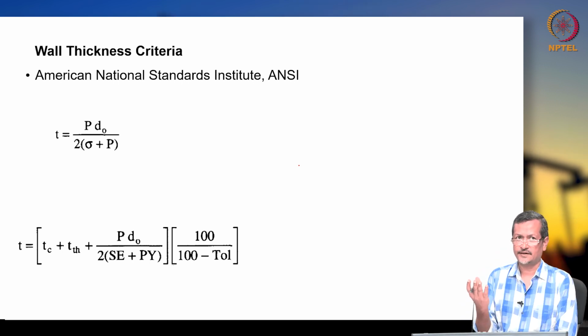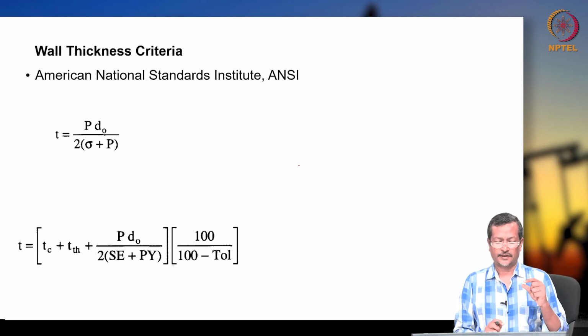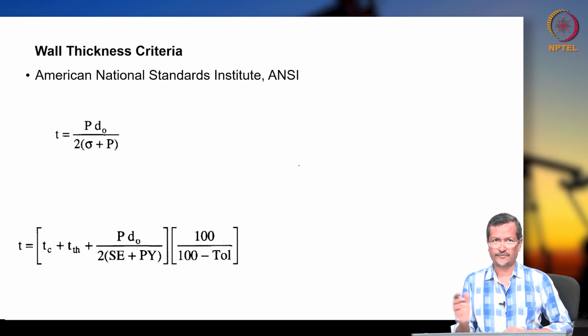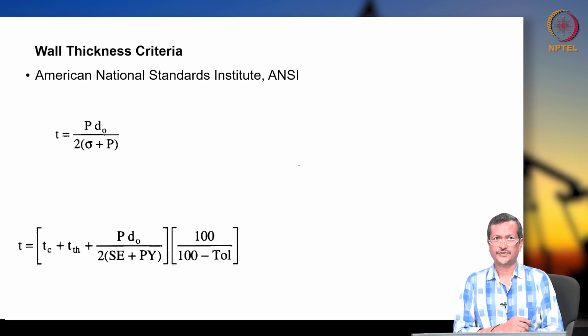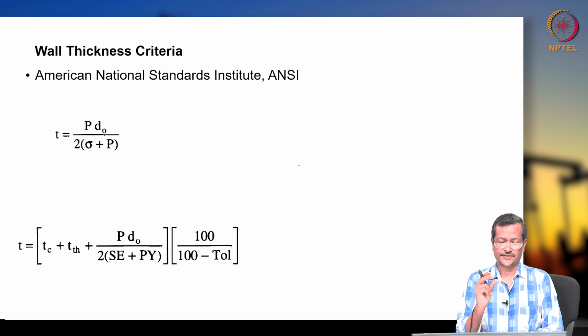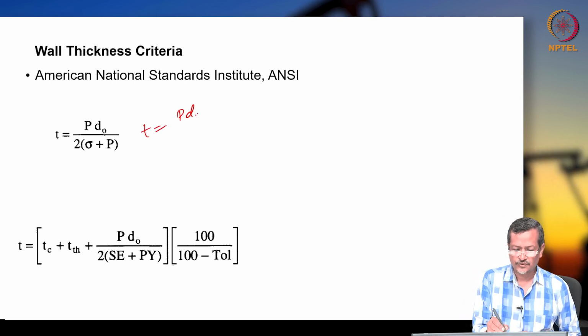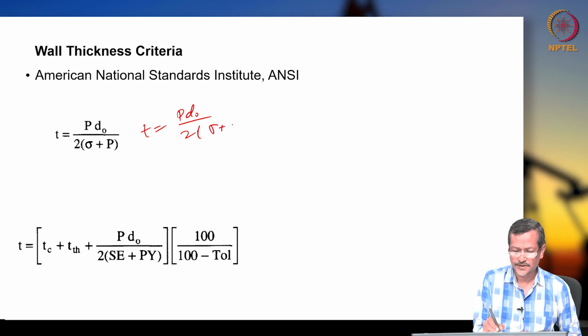If you consider a very high thickness, it will require lots of money because the amount of material will increase, and handling in the field will also be difficult. So, in that case, what to do? You have to optimize the thickness. For that you have one formula, T equals PDO over 2 sigma plus P.